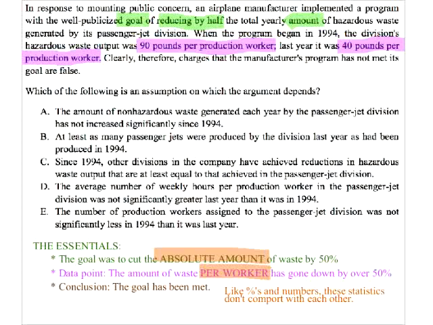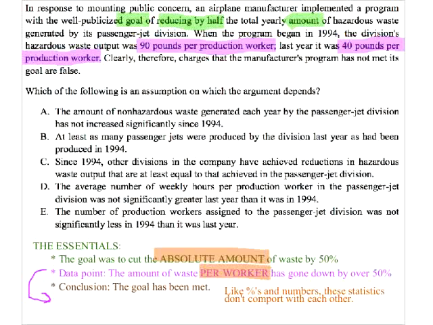So what you need to do is figure out what the argument is assuming. Think about what kind of statistics would break this relationship. This is pounds per production worker. One way this percentage could have gone down is if the pounds had actually gone down by that much. But another way the pounds per worker could decrease is simply if the number of workers has gone up. So there's two ways that this data point may have been achieved.